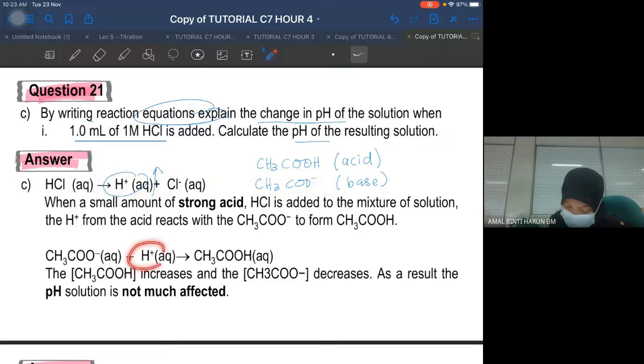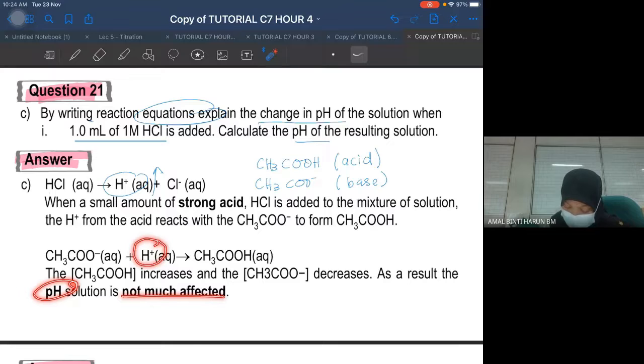That means the concentration H plus telah berkurang, kerana H plus ini bergabung dengan the base to form this one. So the concentration of acid, ethanoic acid increase, the concentration of this one decrease. Kenapa decrease? Because it is being consumed to neutralize this one. Sebab tu yang ni meningkat, yang ni berkurang. So result, pH does not much affected.